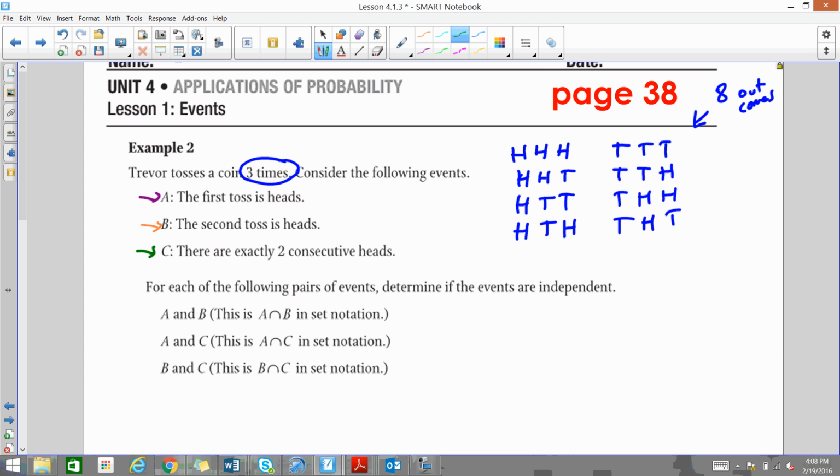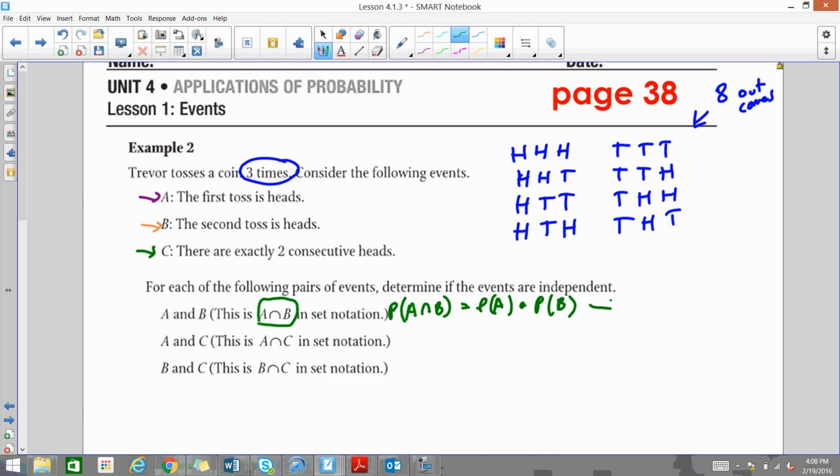So this is what we do. First off, it says, are A and B independent? So this is what we're looking at first. What we're going to test is whether the probability of A intersecting B is equivalent to the probability of A times the probability of B happening. So that's what we have to look at here.